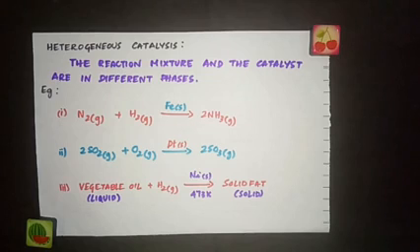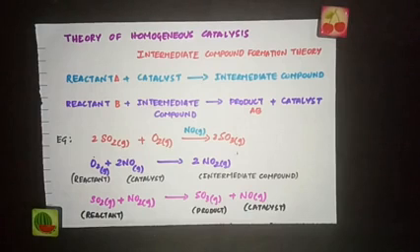So to explain homogeneous catalysis and heterogeneous catalysis, we have a theory. This theory explains the mechanism in homogeneous catalysis and heterogeneous catalysis. Now let's see one by one. So the first theory is the theory of homogeneous catalysis. When we say theory of homogeneous catalysis, this theory explains what happens in a reaction where we use a catalyst, and that reaction is a homogeneous catalysis.